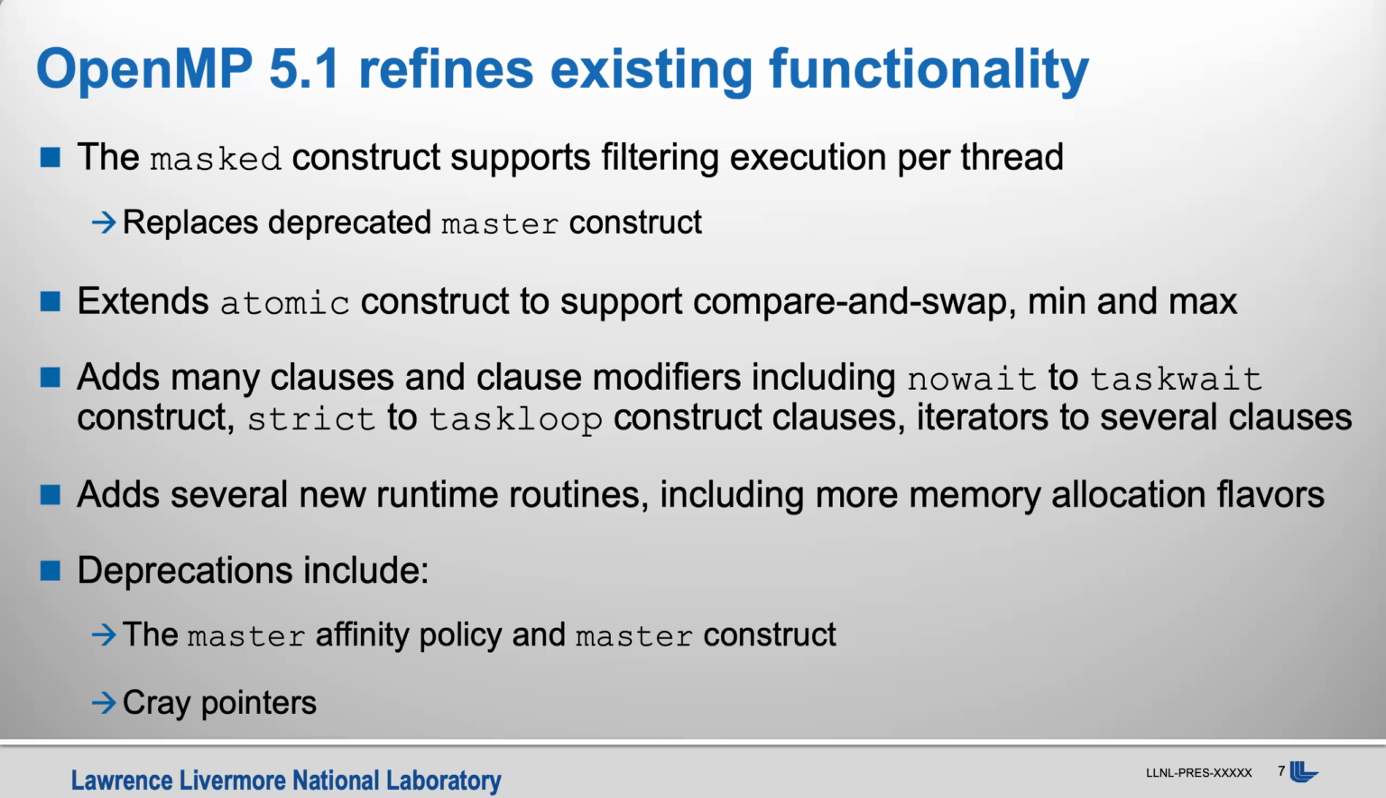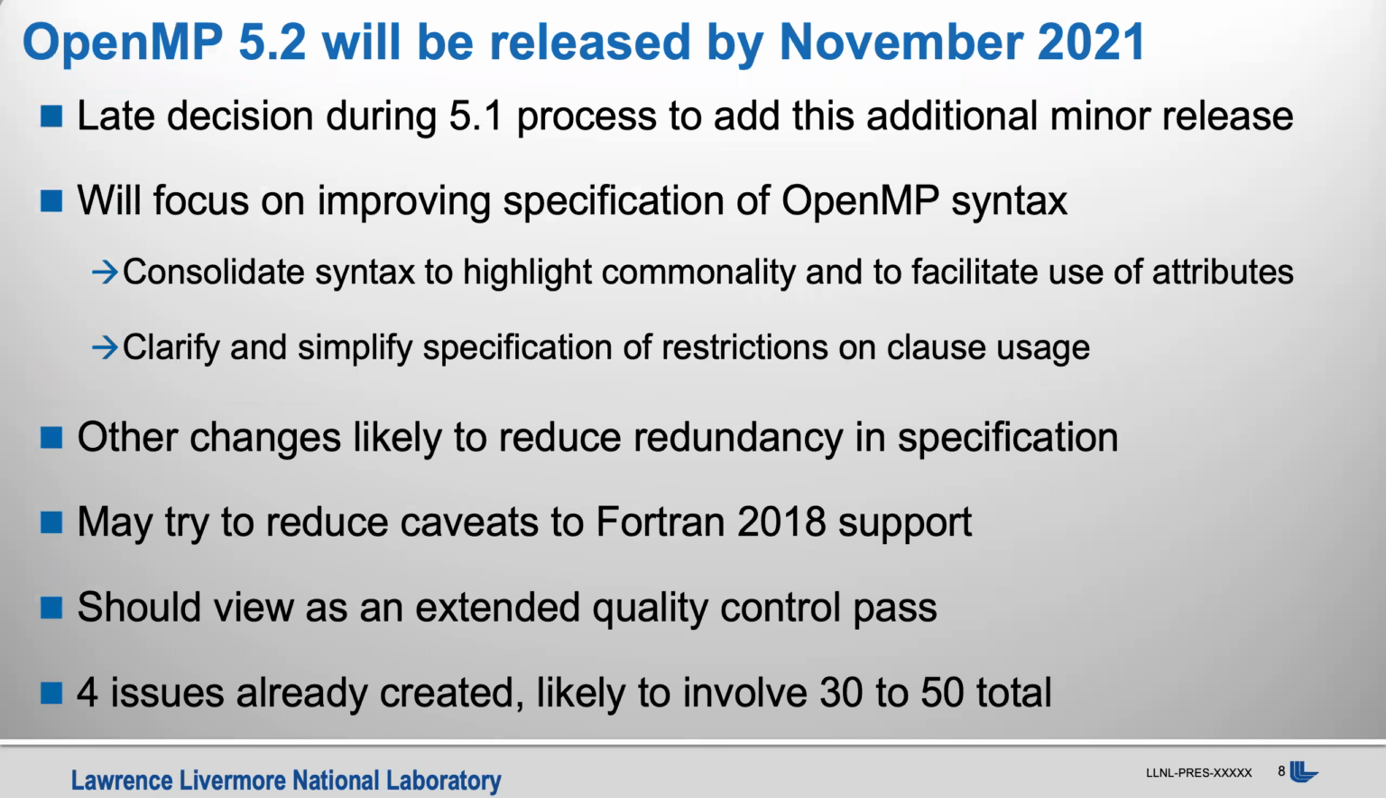I already mentioned the deprecations of the master construct. We also had deprecated the master affinity policy. That will now be the primary affinity policy. And finally, we deprecated Cray pointers, which our survey did not find any OpenMP users who actually still use. And so we've decided that the best thing to do was to deprecate that. And any mention of Cray pointers will be gone as of OpenMP 6.0.